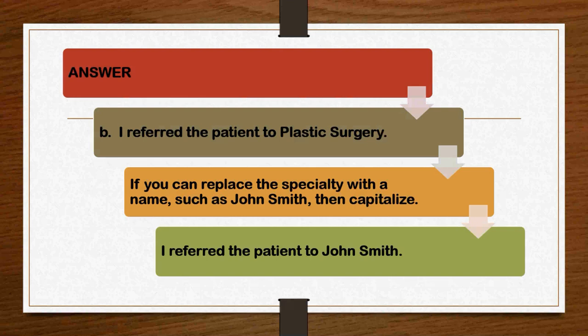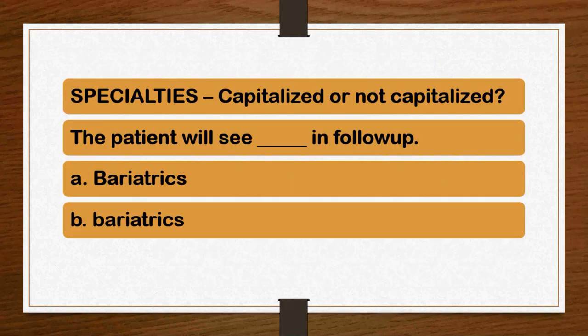If you can replace the specialty with a name, your name, my name, anybody's name, John Smith, then you capitalize it if it fits. I referred the patient to John Smith. So that makes sense. And so you would capitalize that, just like you would the proper name John Smith. It would be a proper name. It's just substituting for a proper name, basically. We're going to have a few more of these, so hopefully it'll make sense for everybody.